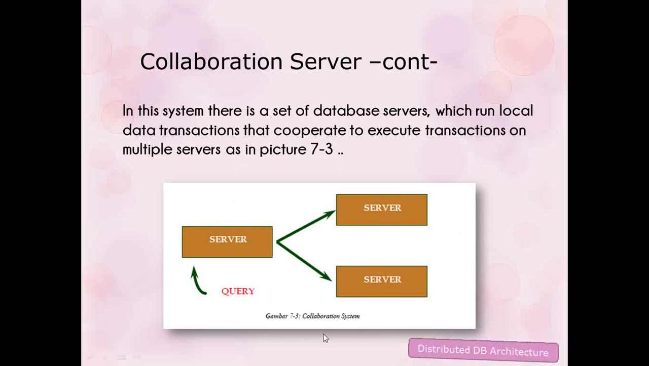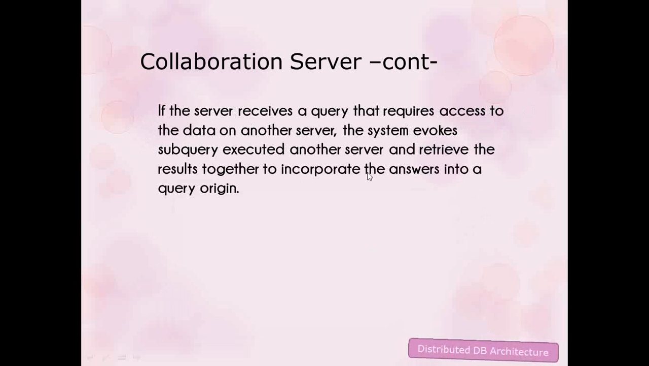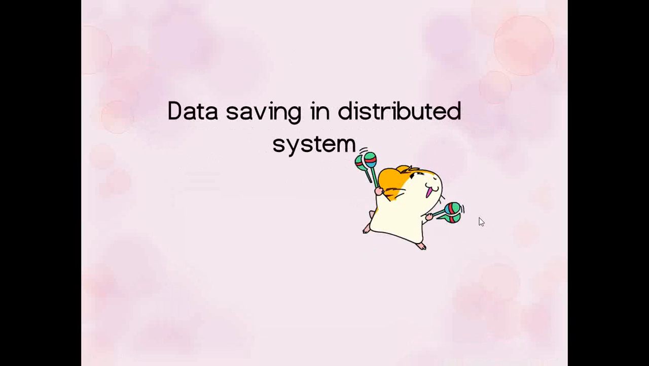In the collaboration server, we can send a query. A server can send a query, and the server can send the result to another server. If a server receives a query that requires access to the data on another server, the system invokes a subquery, executes it on the other server, and retrieves the results together to incorporate the answer into the original query.